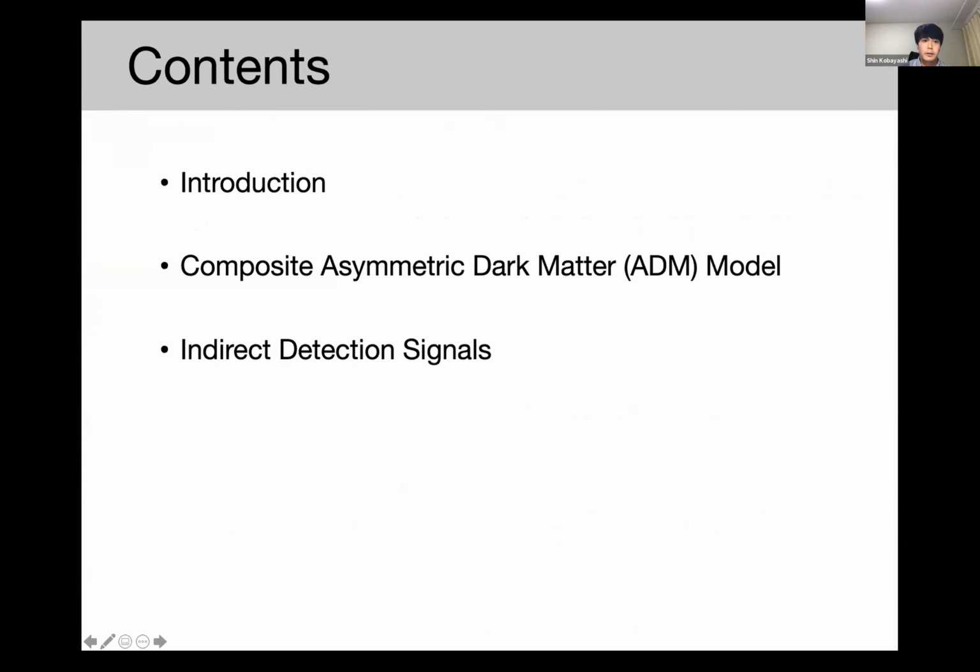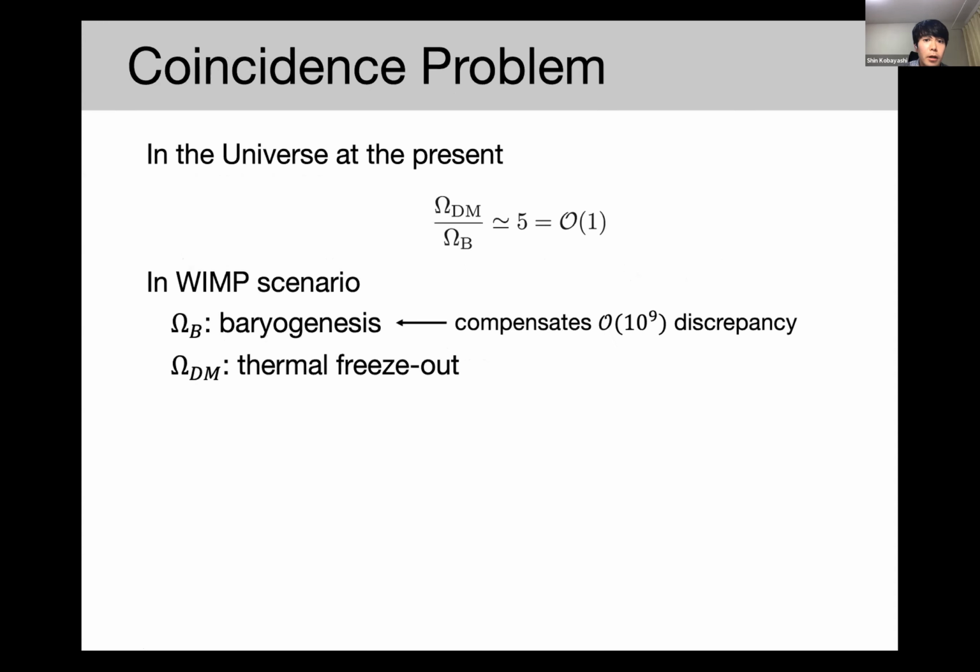This is the contents of my talk. First, I talk about the introduction, next about the composite asymmetric dark matter model, and the last is the indirect detection signals. Okay, let's move on to the introduction.